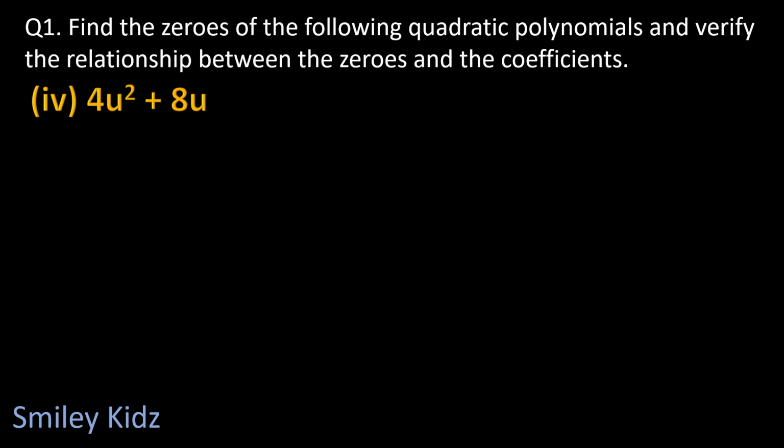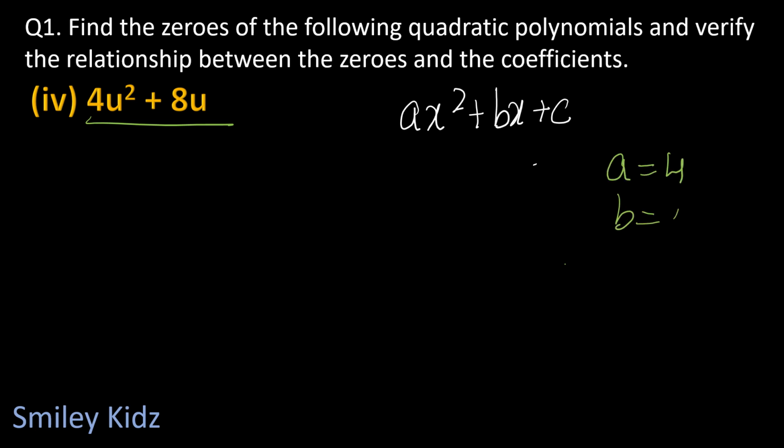Then we have 4u square plus 8u. And wait, this is again not in the standard form. The standard form is ax square plus bx plus c. Right. Now, we can clearly observe in the question that a is 4, B is 8 and there is no constant term, that is C equal to 0. Now we are going to find out the zeros of this particular quadratic polynomial.